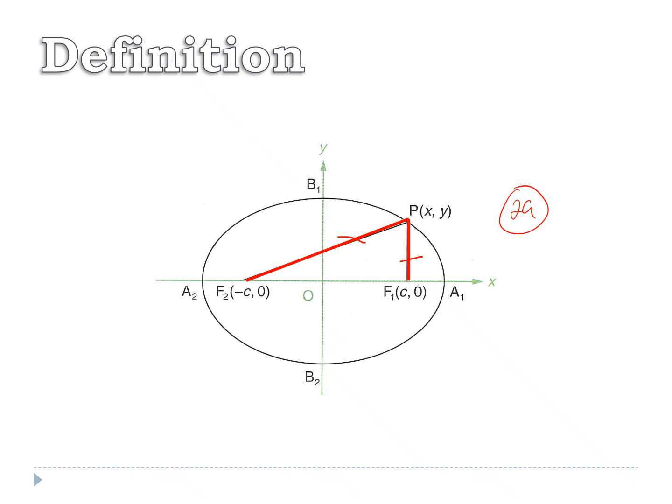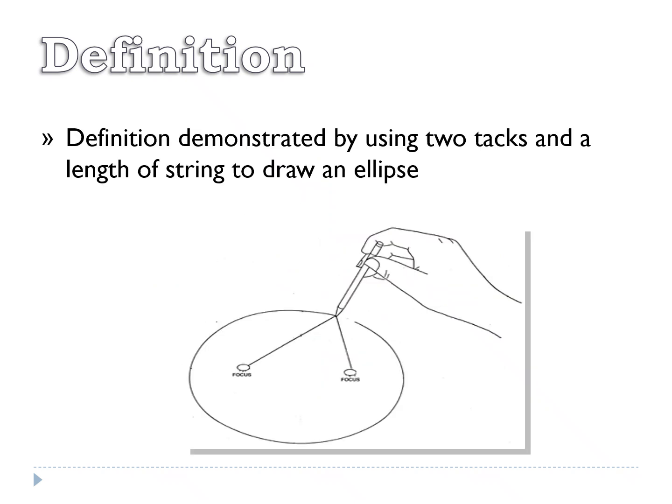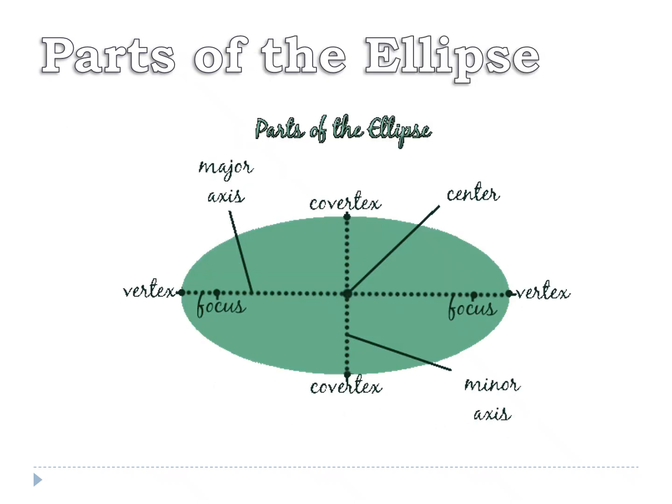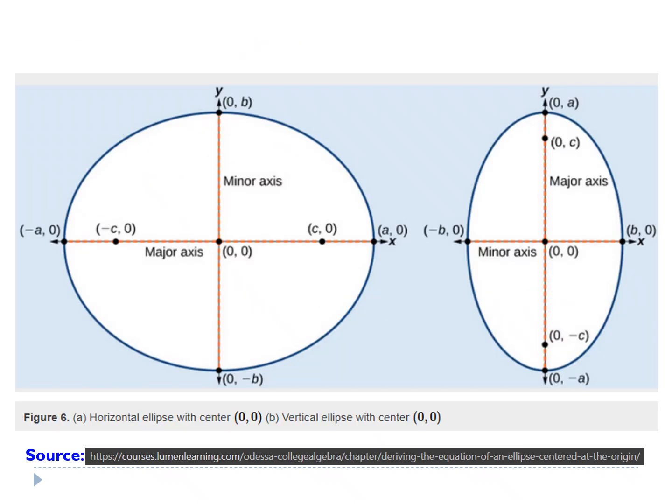So we get a constant distance, adding these distances here, this distance and this distance. So this constant is equal to 2a. This is what we discussed last time, and we have another demonstration of how an ellipse can be formed. Then we have here the important parts of an ellipse, and the two possible scenarios, the horizontal ellipse and the vertical ellipse, both centered at the origin.